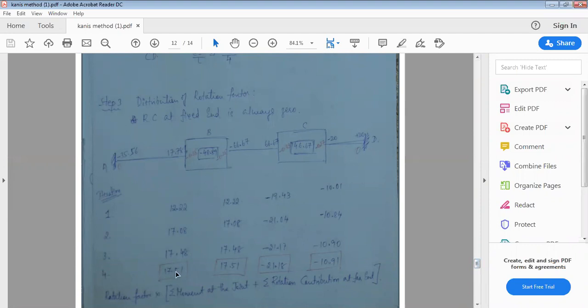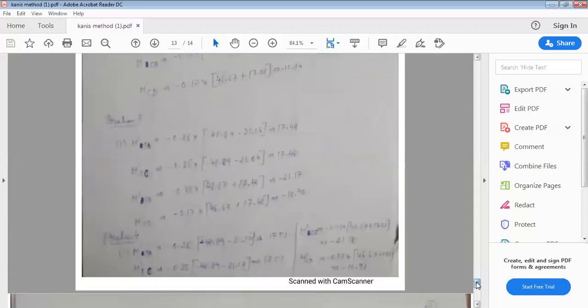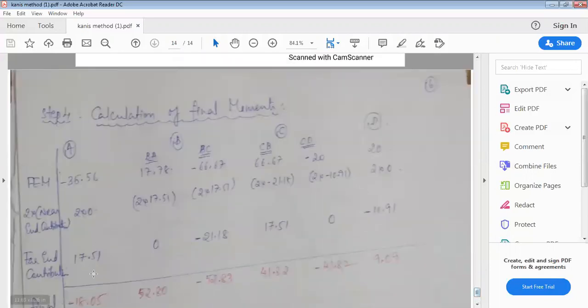And what is the rotation contribution at far end for A? It is 17.51. The same value we have entered. Similarly, when we are calculating for BA, 17.78. This is the fixed end moment which we have got from step 1. And then twice of near end rotation contribution, it is 17.51. And for far end contribution, what is the value? 0. A is the far end. Since A is fixed, the rotation contribution for A will be 0, so we are substituting 0.